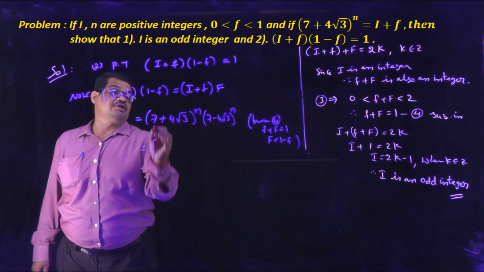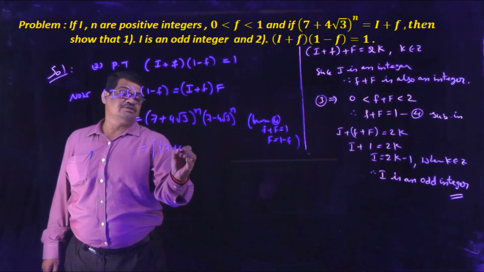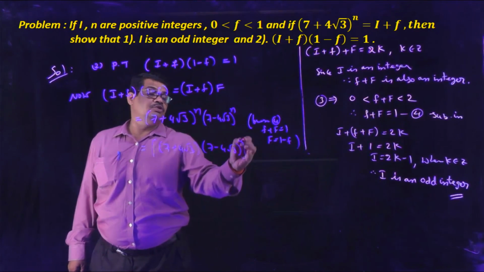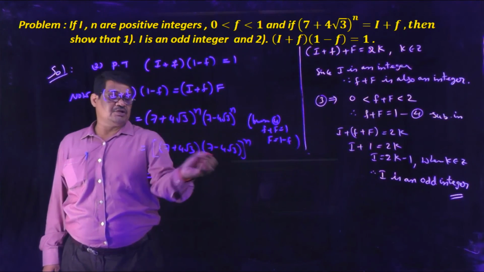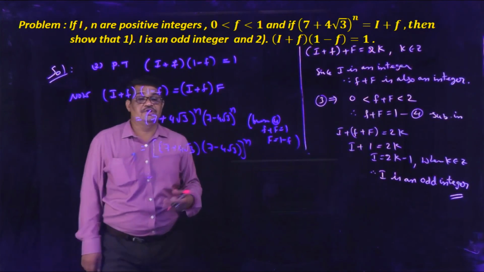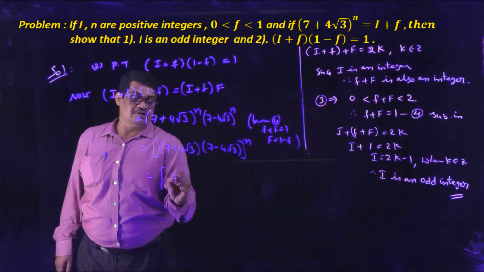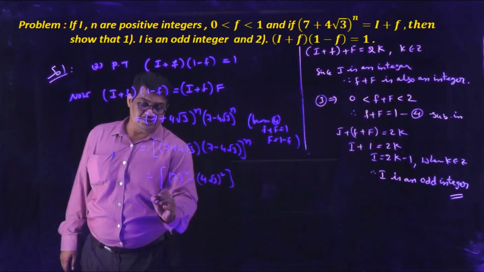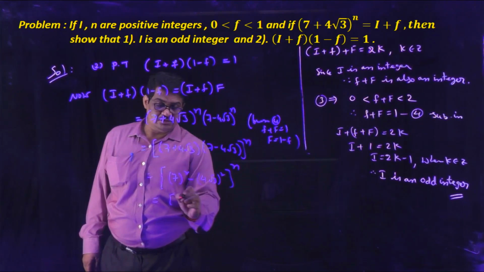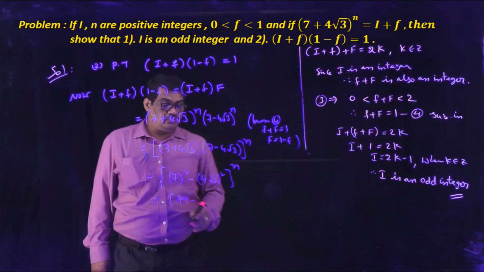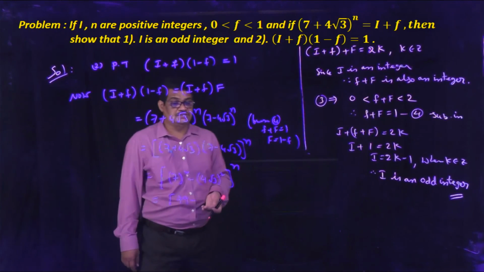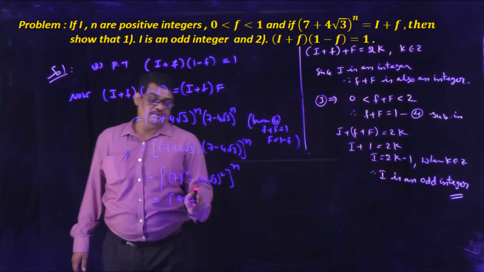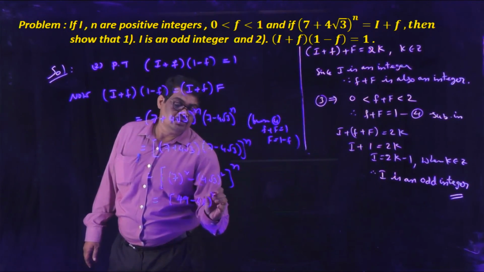Since the powers are same, we write 7 plus 4 root 3 into 7 minus 4 root 3, whole to the power of n. These are the terms a plus b into a minus b, which is a square minus b square. So that is 7 square minus 4 root 3 whole square, whole power n. 7 square is 49. 4 root 3 whole square is 4 square, that is 16, into root 3 whole square, that is 3. 16 into 3 is 48. That is 48, whole to the power of n.